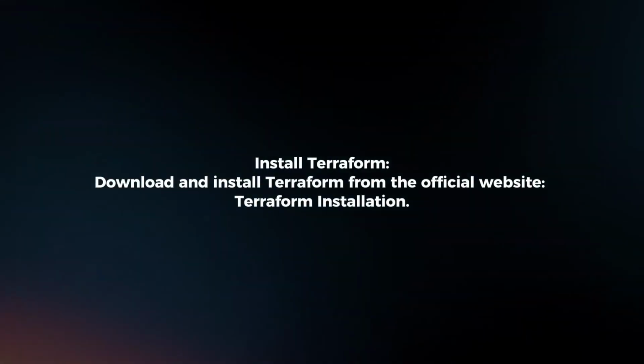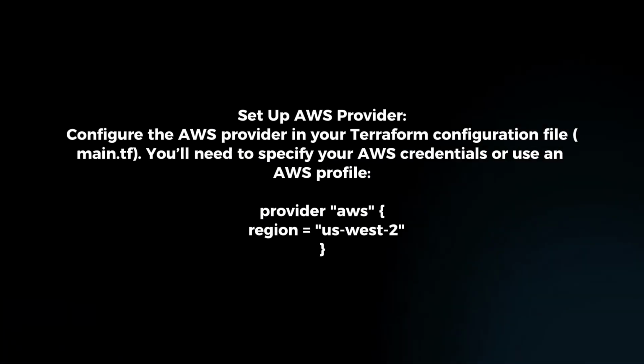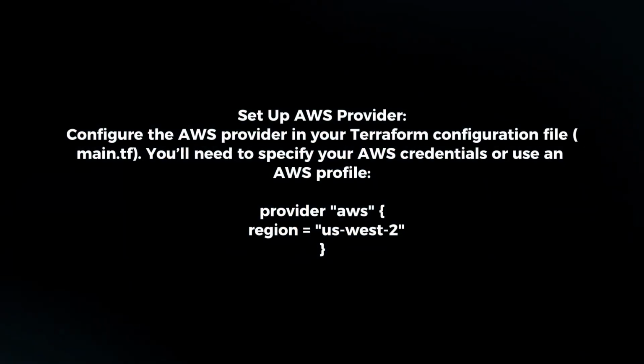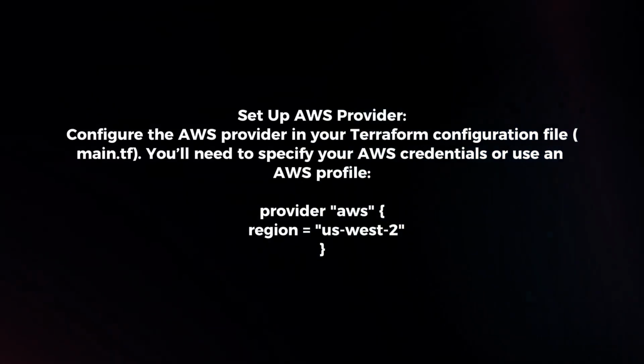Install Terraform. Download and install Terraform from the official website. Set up AWS provider. Configure the AWS provider in your Terraform configuration file. You will need to specify your AWS credentials or use an AWS profile.